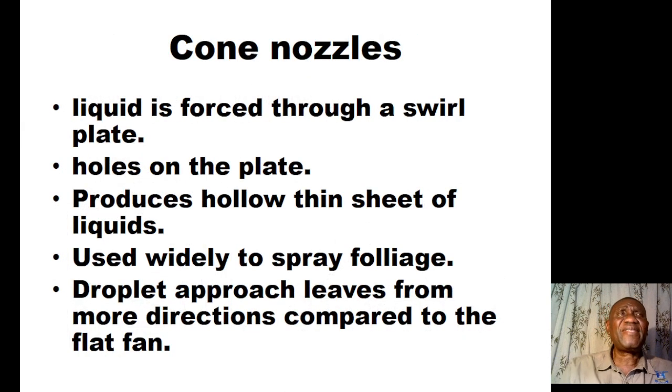Those were for herbicides, those two types of nozzles. Actually, I have described the three types for the herbicides. The first one was for insects. Cone nozzles, liquid is forced through a swirl plate. So there's a plate which probably rotates with some holes on the plates.